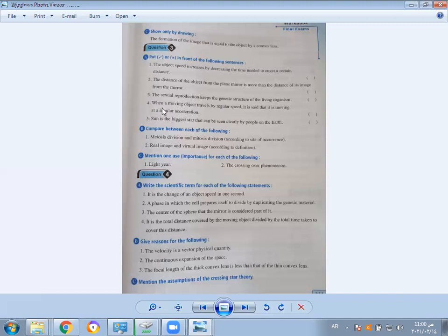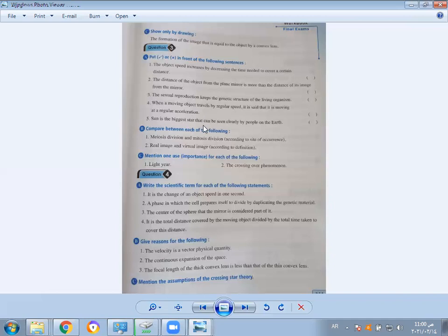Number 4. When a moving object travels by regular speed, it means uniform speed, and the speed doesn't change. When a moving object travels by regular speed, it is said that it is moving at a regular acceleration. Of course, false. Why? The acceleration here will be equal to 0.